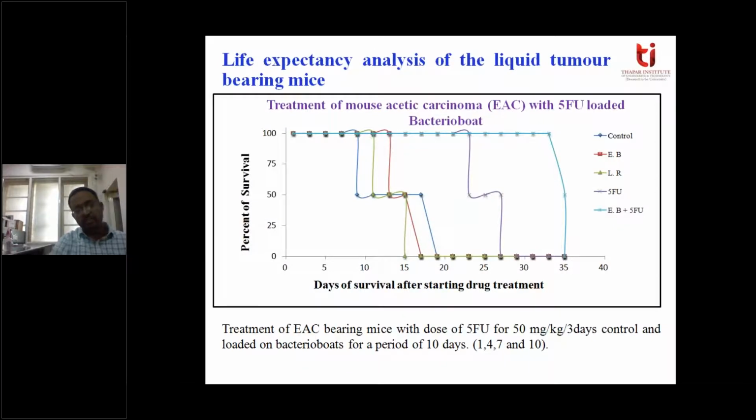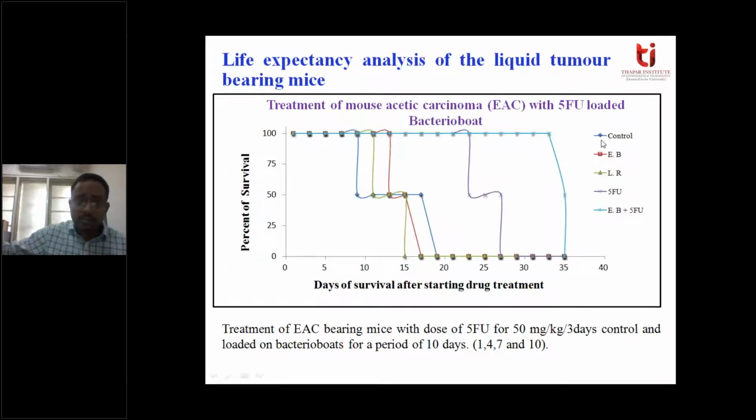We also tried to see the effect of the bacterial boat on the life expectancy of the mice. So this is with EAC tumor. It is a liquid tumor which you can put in the peritoneal cavity of the mice. It's a liquid tumor, so its effect is very fast. So the mice or animal dies with this tumor very fast. It can metabolize at a very fast rate.